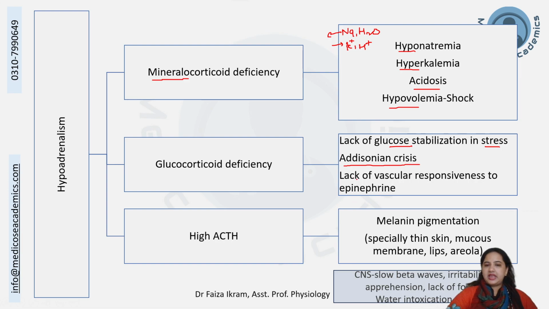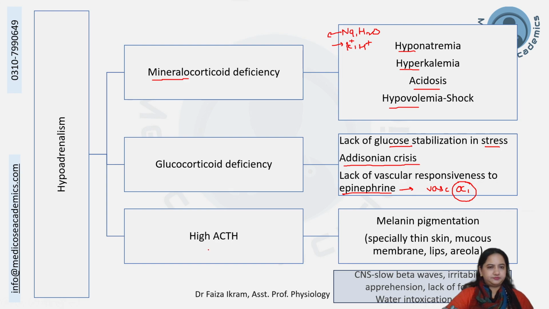And lastly, lack of vascular responsiveness to epinephrine. Why is that so? Because at the level of vasculature, at the alpha 1 receptors, cortisol has a permissive action. If cortisol is not there, the sensitivity to norepinephrine at alpha 1 receptors will decrease.